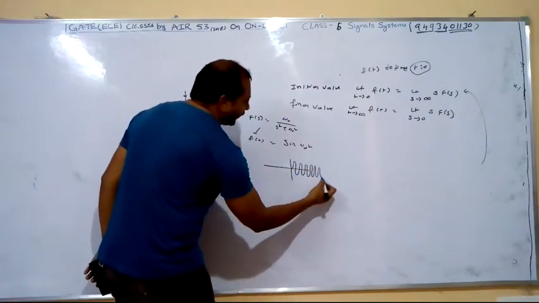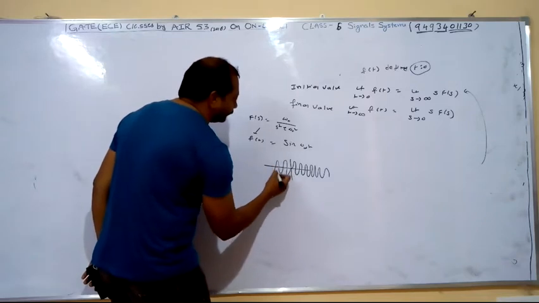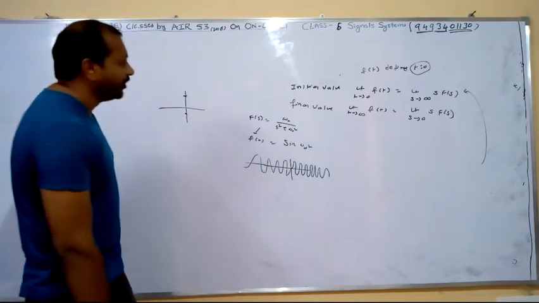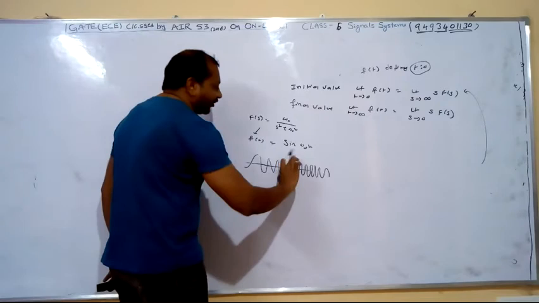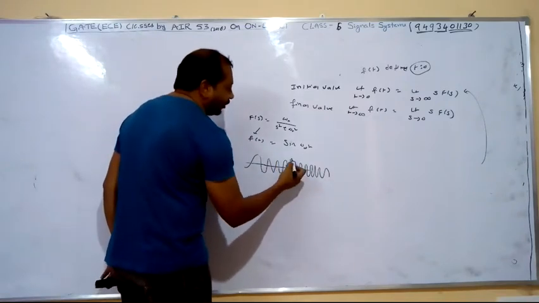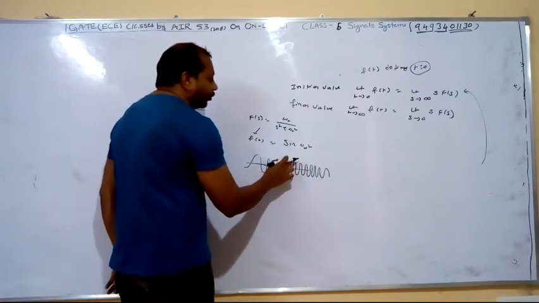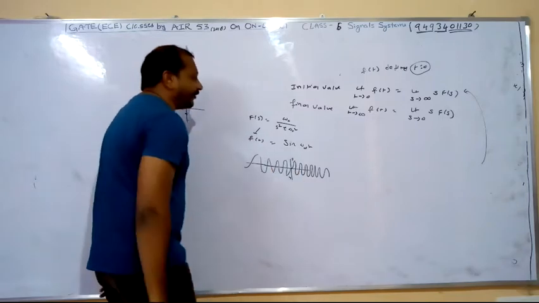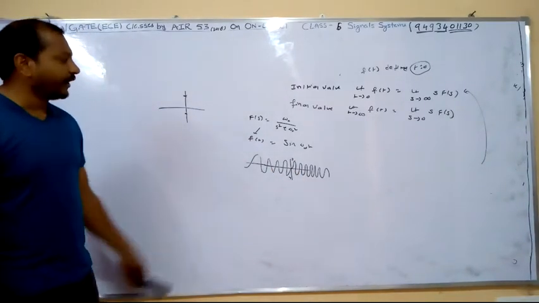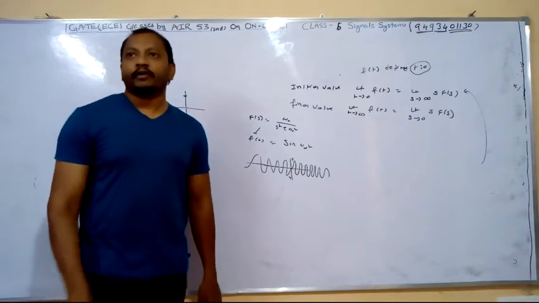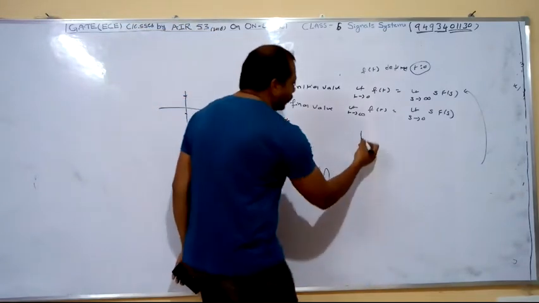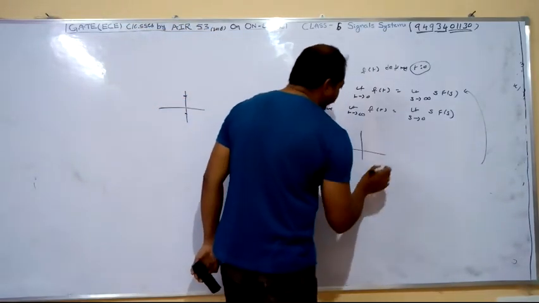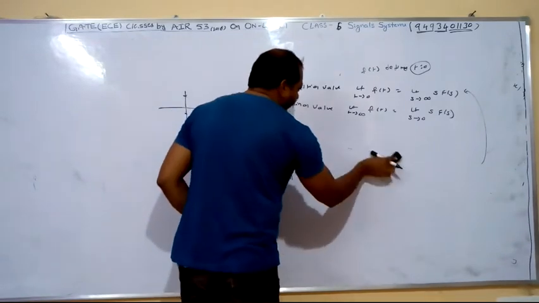Sin omega naught t oscillates between +1 and -1 continuously, so we cannot estimate the exact value at which it settles. Because it is oscillatory in nature, we cannot estimate the final value as t tends to infinity. For this case also we cannot apply the final value theorem. So the final value theorem applies only to stable signals.